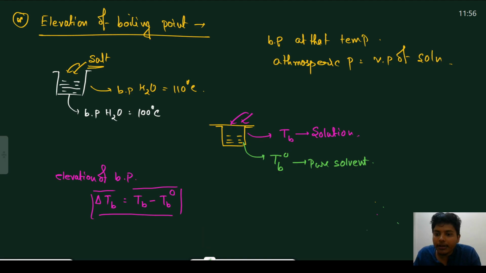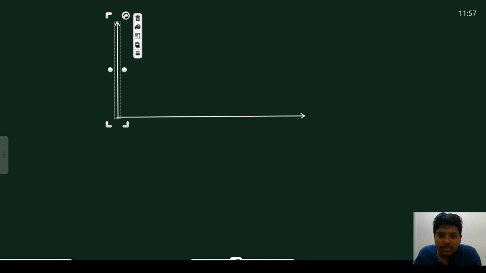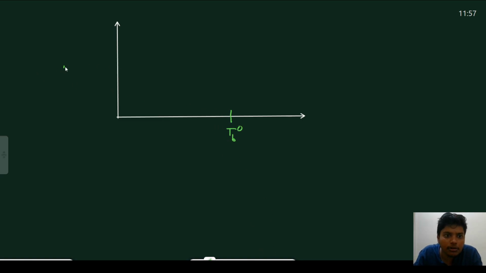Clear? Now, graphically also you can understand this thing. See what happened. Let's suppose this is the boiling point of the pure solvent. I'm drawing the graph between vapor pressure and temperature. This is the boiling point TB naught, and after adding solute, this is the boiling point of the solution.